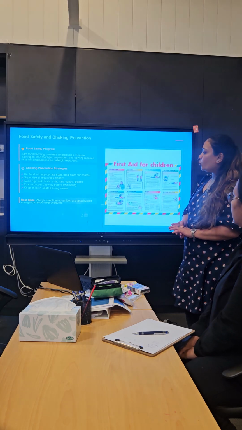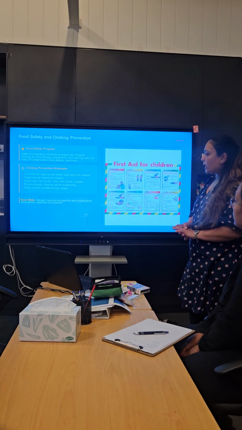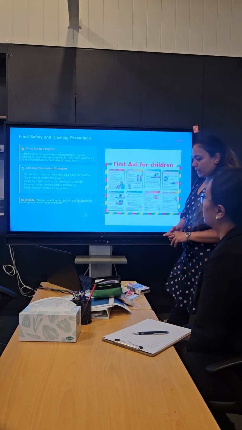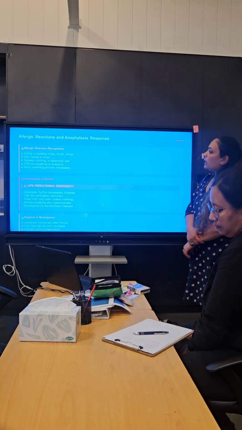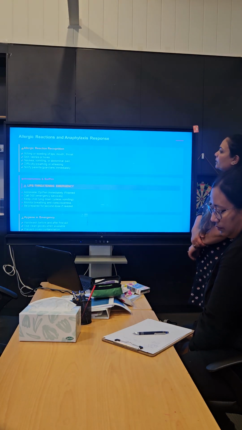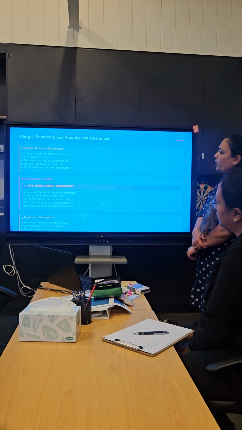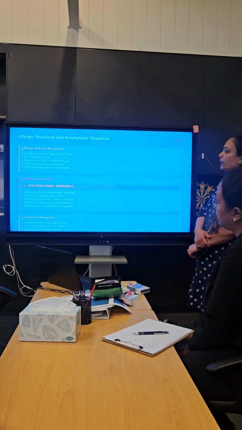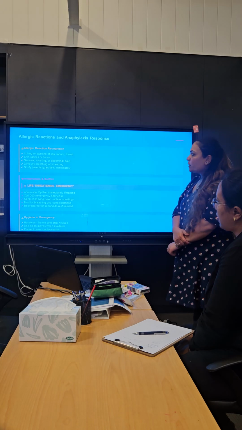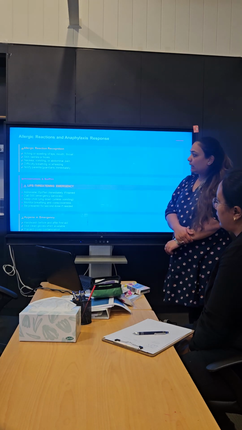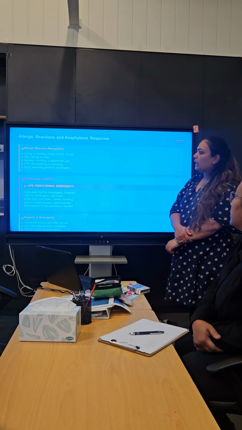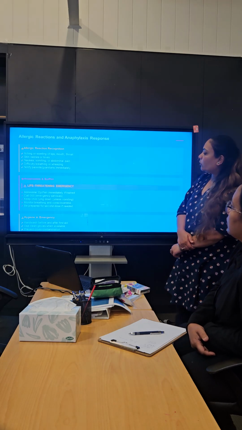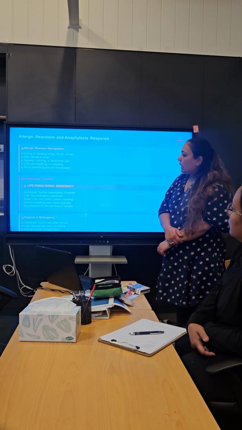On the next slide, we're going to be talking about allergic reaction recognition, and anaphylaxis emergency response and procedure. So what is an allergic reaction and anaphylaxis response? Recognize allergic reaction: itchy or swelling lips, mouth, throat, skin rash or hives, nausea, vomiting or abdominal pain, difficulty breathing or wheezing. Notify parents and guardians immediately if you see any of these signs or symptoms.